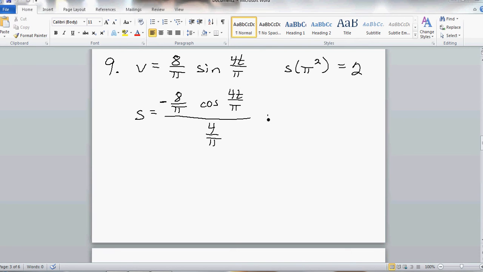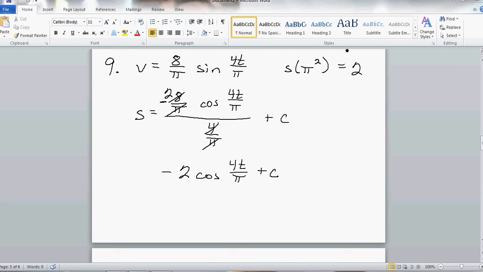And plus c. Okay, so let's see what happens here. The 4 and the 8 will cancel to a 2. The pi's here cancel each other out. And so we're left with -2 cosine of 4t over pi plus c.